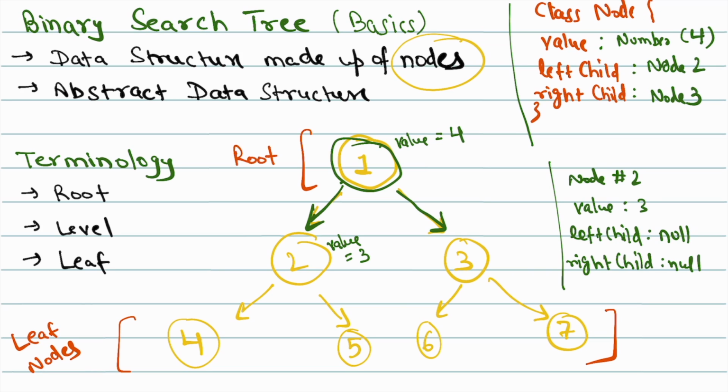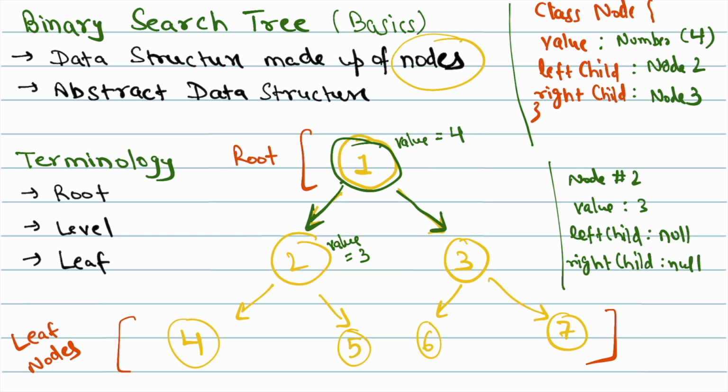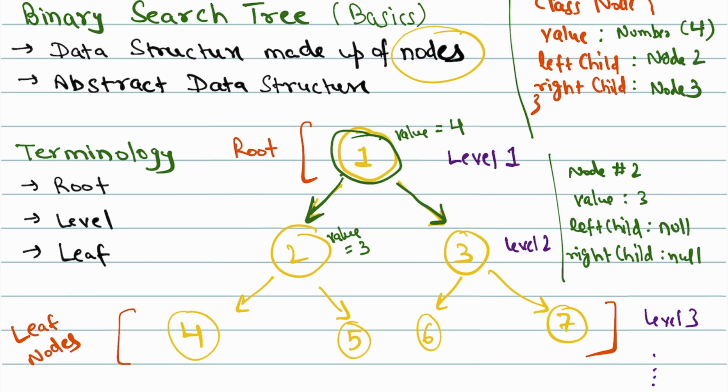Now the levels. The root node is on level 1. Let me change the color here. So the root node is level 1, then you have level 2, level 3, and so on. So now we know what a node is, how these nodes are connected to each other to form a binary search tree, and we know what a root is, what a level is, and what a leaf is. Okay, moving on to our next page.